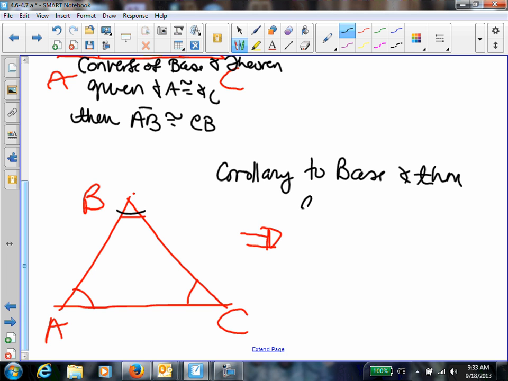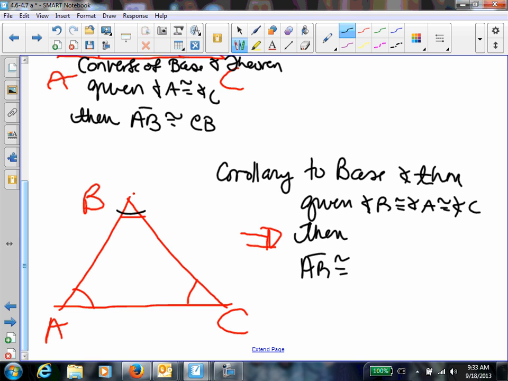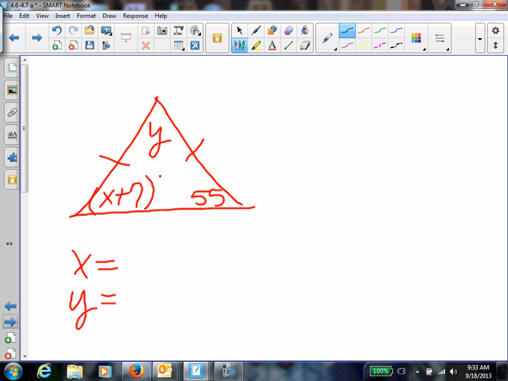So basically, given angle B is congruent to angle A, which is congruent to angle C, then AB is congruent to AC, which is congruent to BC. So basically, it's just saying that if you've got three angles that are congruent, you have an equilateral triangle. If you have an equilateral triangle, well, then you know that all the side lengths are the same. Why do we need this? Well, so we can do problems like this.